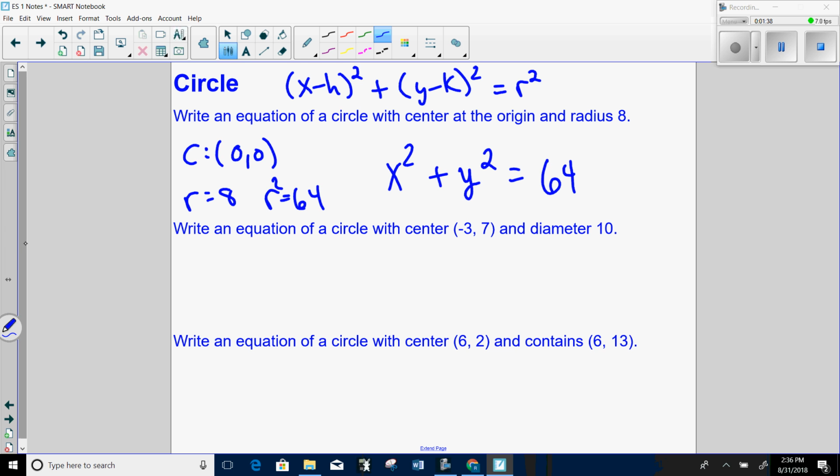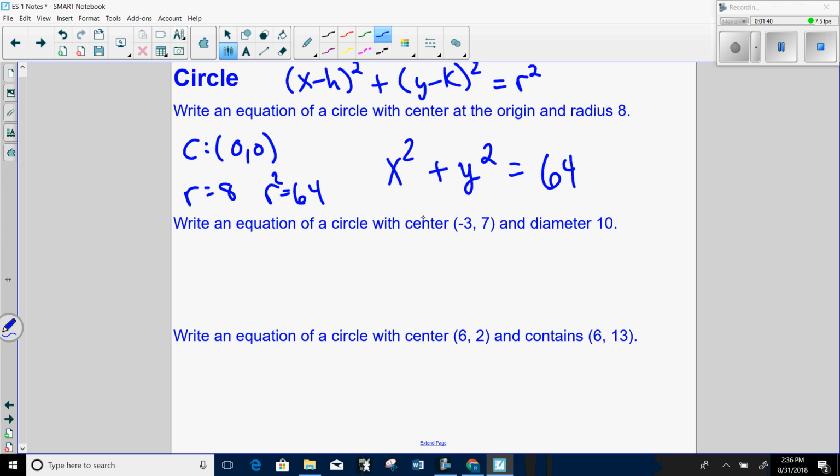So then we go to the next one. It says write an equation of a circle with the center at (−3, 7) and a diameter of 10. Again, it's the same equation. We need to know what the center is. The center is (−3, 7). The radius is found by using the diameter. The diameter is 10, which means the radius is half of that, which is 5. That means our r squared is going to be 25.